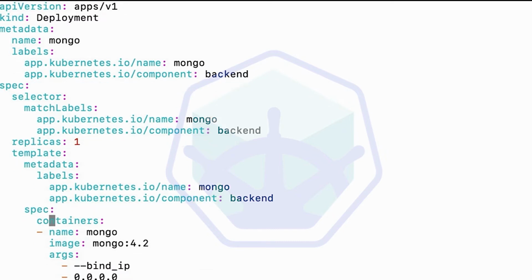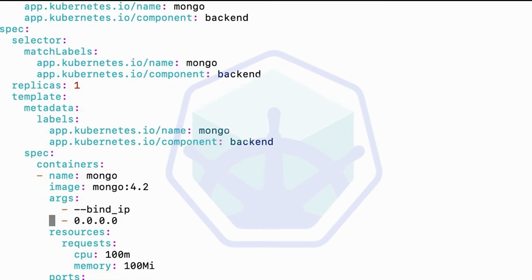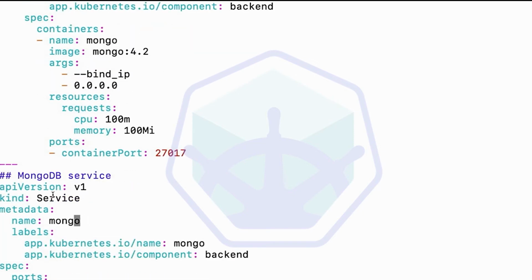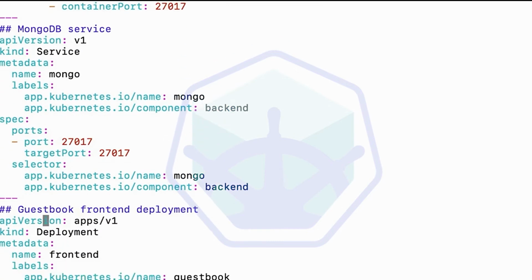Seems like it has a deployment of name Mongo, it's linked to a container Mongo 4.2, and then we have a service associated with this, which is named Mongo. You'll notice that there are these 3 dashes, and this 3 dash notation actually allows us to append multiple Kubernetes resources like deployments and services into one single file.